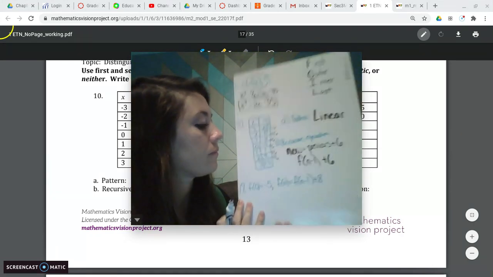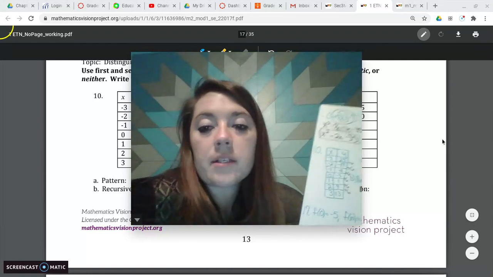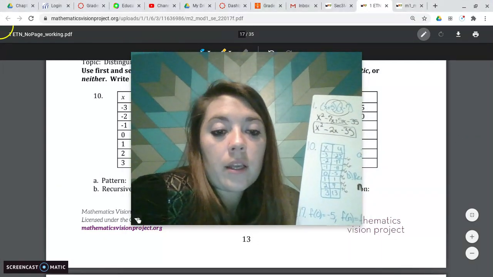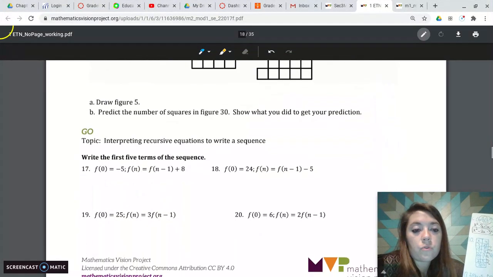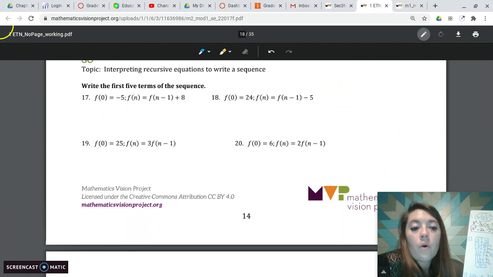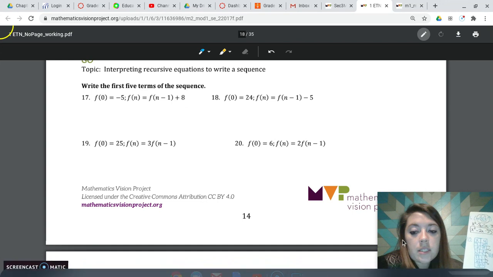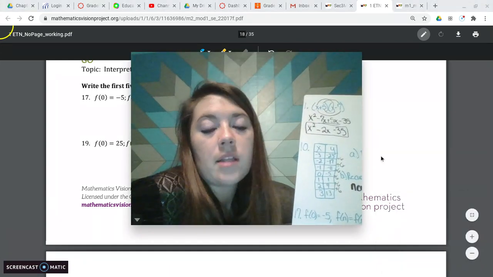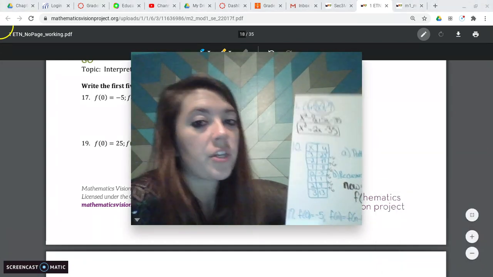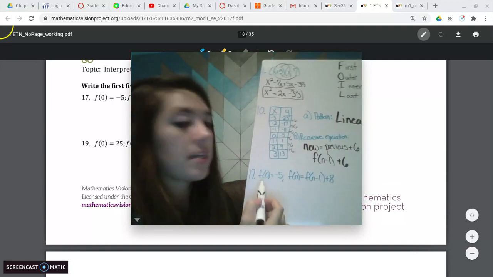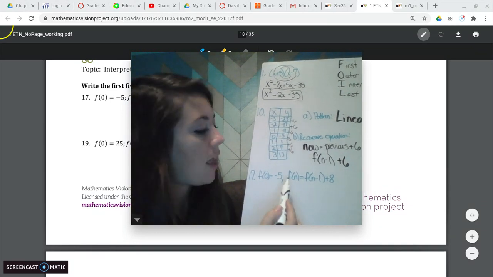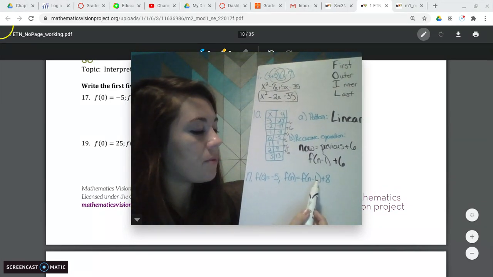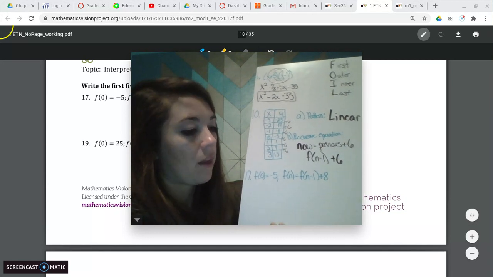Okay? All right, the last part that we are looking at is writing the first 5 terms of the sequence. So a sequence typically has some sort of pattern. Remember, that is your keyword for this lesson. So this tells us that f of 0 equals negative 5. f of n equals f of n minus 1 plus 8.